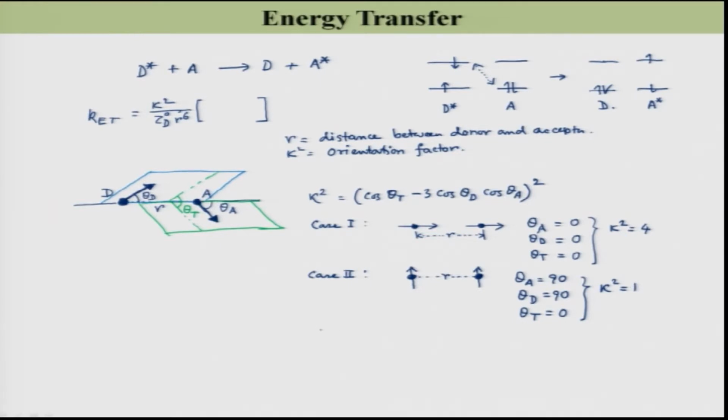Okay, let me show you another case, which is case 3. In this case, let me take my dipoles, this donor and acceptor, like this. This is my donor and this is r, and this is my acceptor, such that theta a is equal to 90, theta d is also 90, and the angle between these two is also 90 degrees. This is going to give me kappa square equal to cosine 90 minus 3 cosine 90 and cosine 90. So, this is going to be equal to 0.